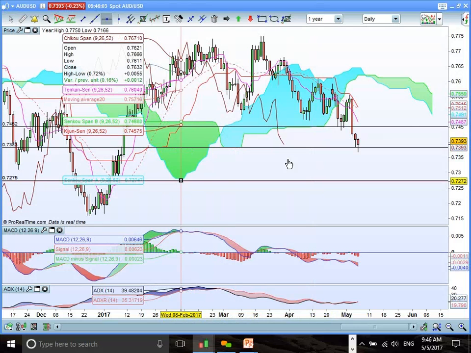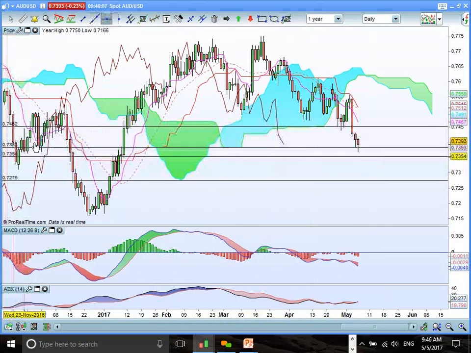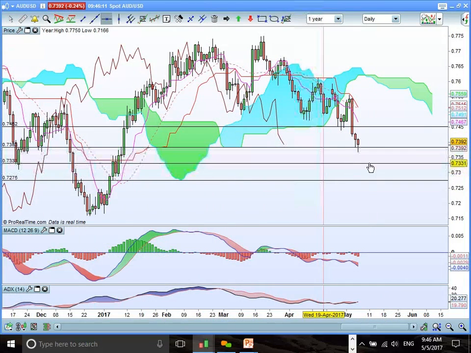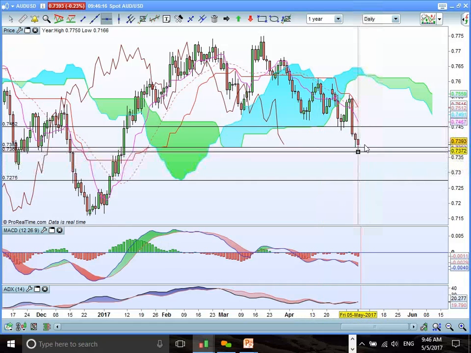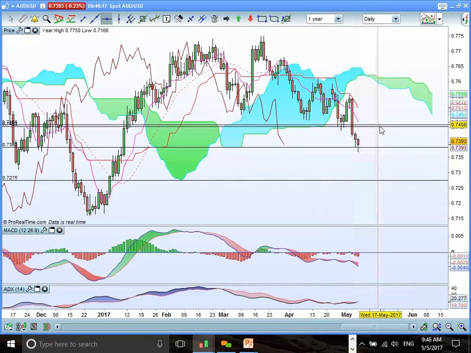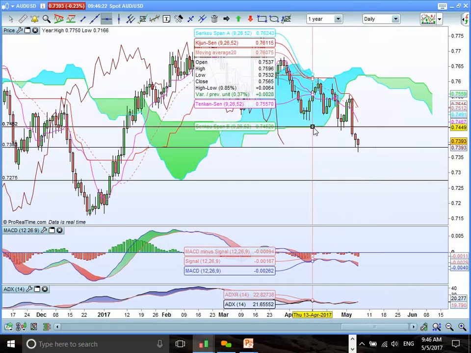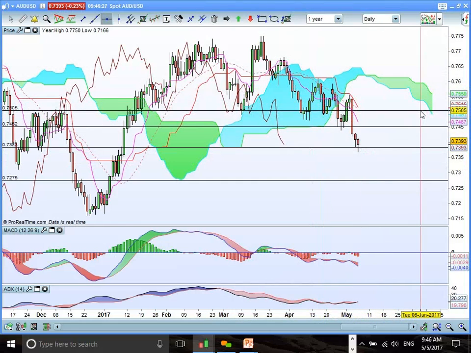72.75. Now, interesting to note that this 73.80 zone is very similar to the low we had in November. So if support comes in at this level, we could see a retracement back up to the bottom end of the cloud, with the first level of resistance here at 74.50, and then this cloud chart zone here as the next key resistance zone.